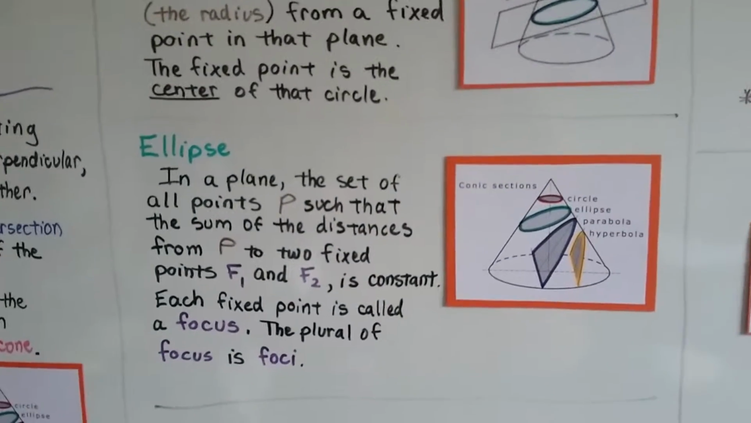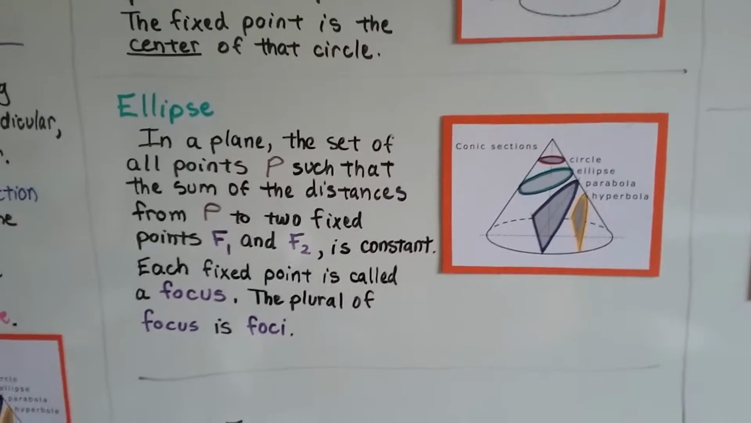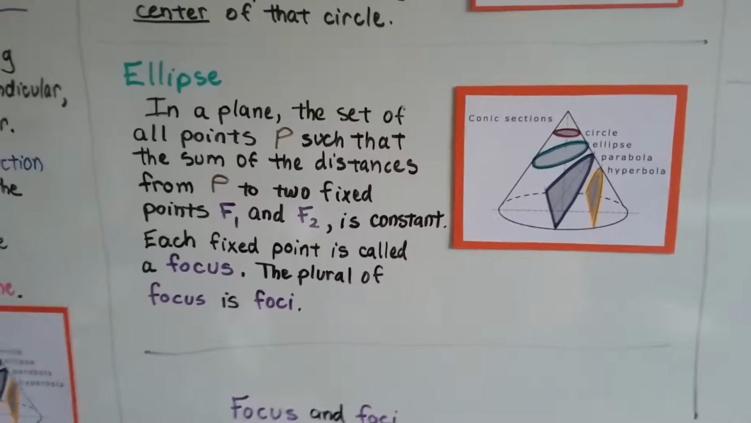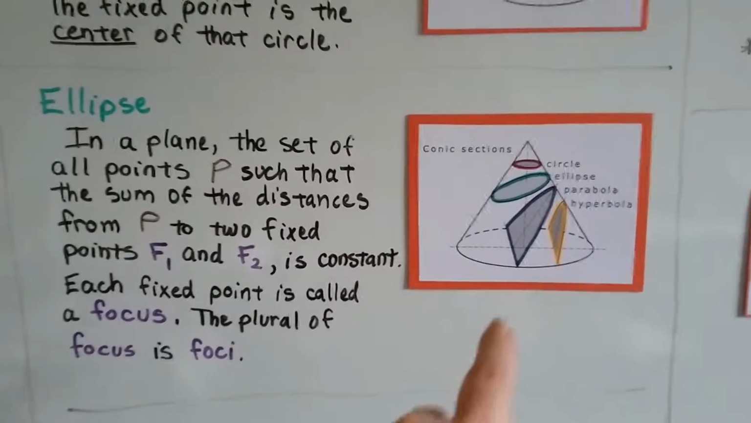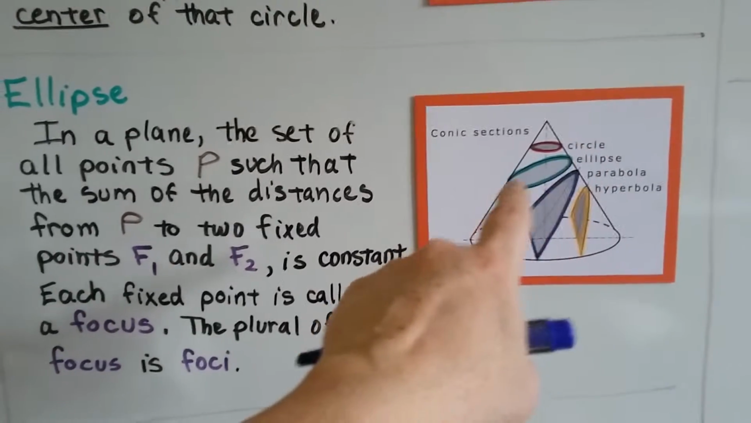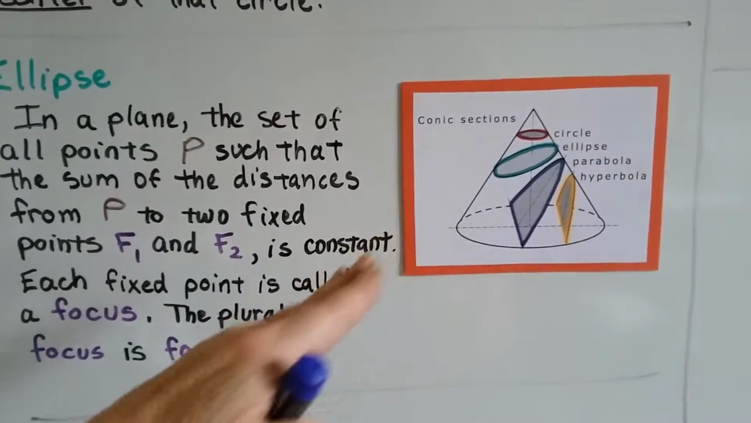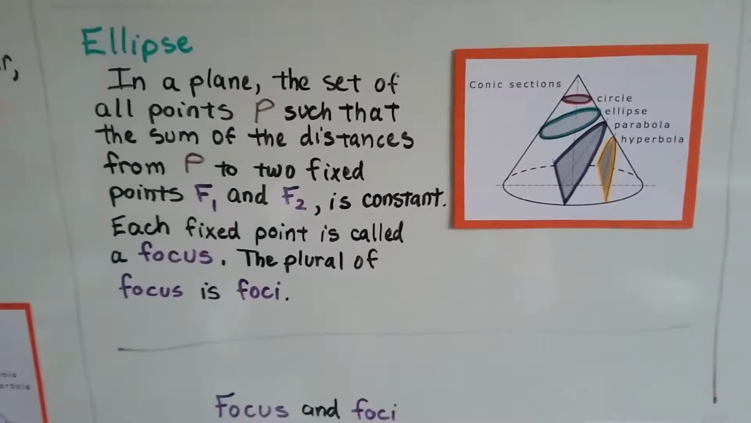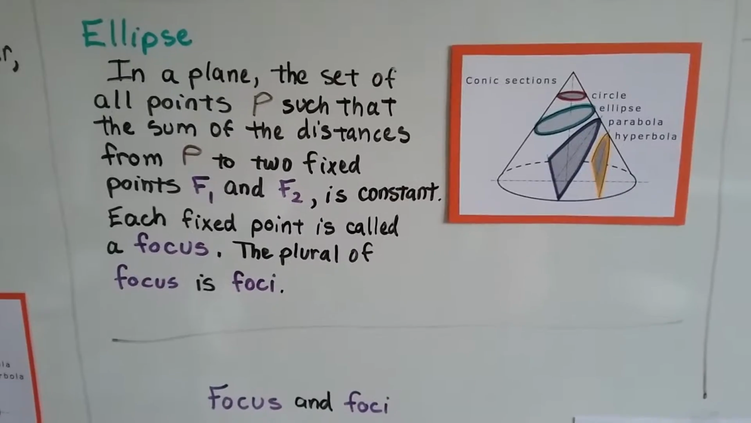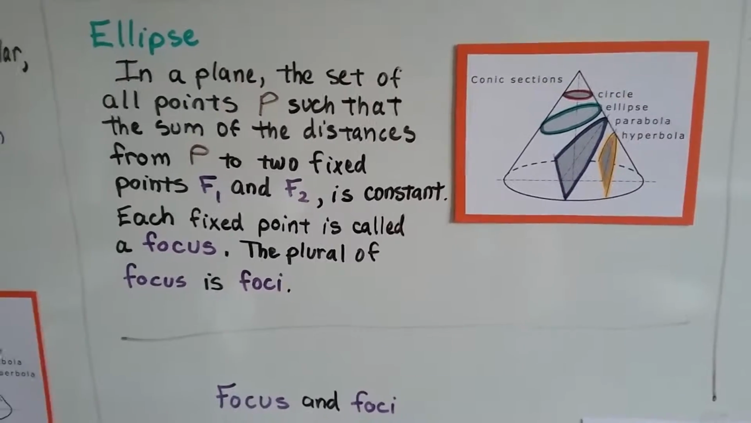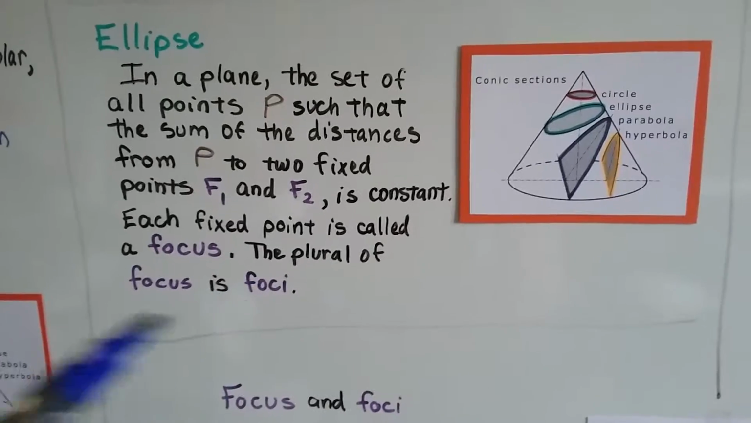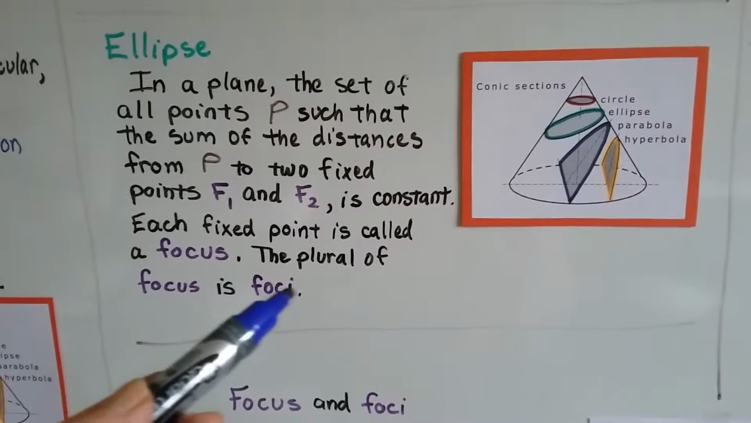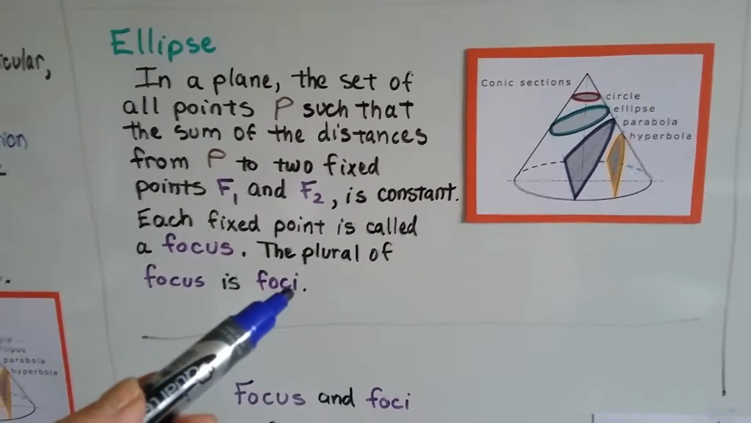An ellipse in a plane is the set of all points P such that the sum of the distances from P to two fixed points, f sub 1 and f sub 2, is constant. So this ellipse right here, see that? If we were to put a sheet of paper or cut it like this, we would make an ellipse, see? Each fixed point is called a focus, and the plural of focus is foci. Now, some people say focuses, which is okay, potato, potato, it doesn't matter. A lot of people think it's foci because ci generally says the s sound, like in the word city in English.